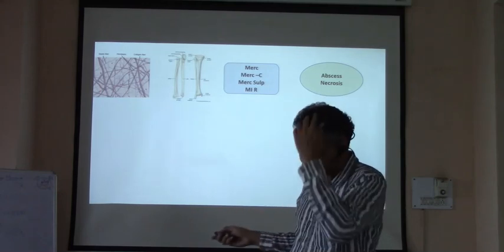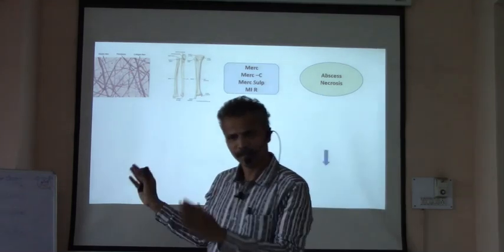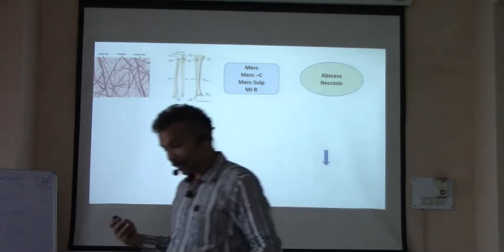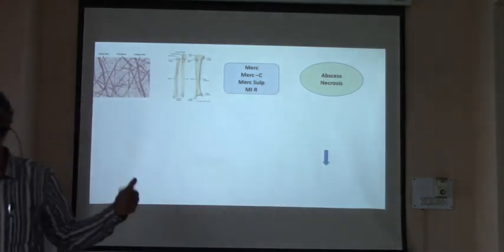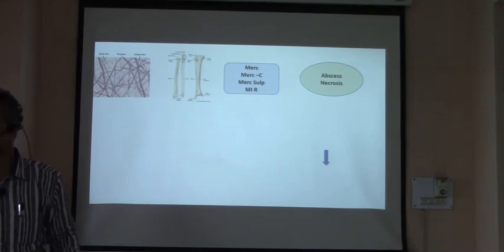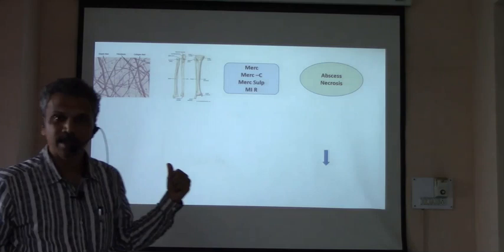So show what is required, how much is required, and then you can go to the next slide. Acting on bones, you see inflammation, abscess, necrosis, caries, and osteomyelitis. The next area, yes?